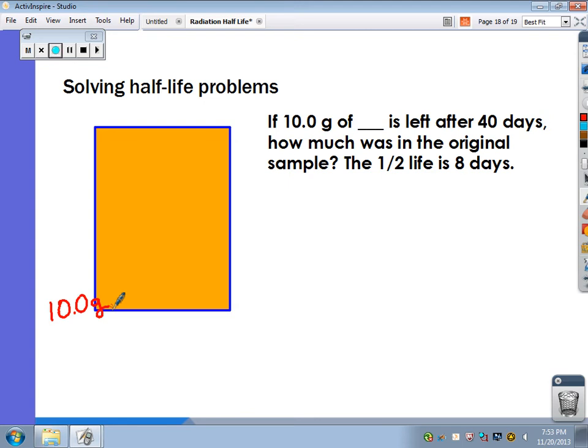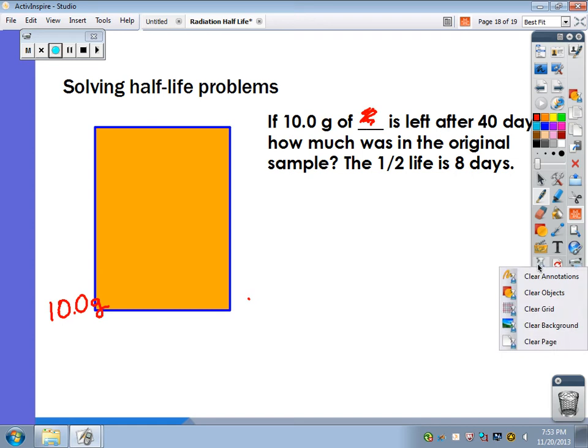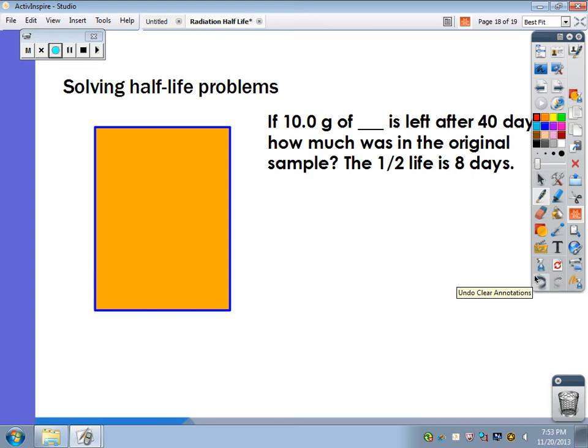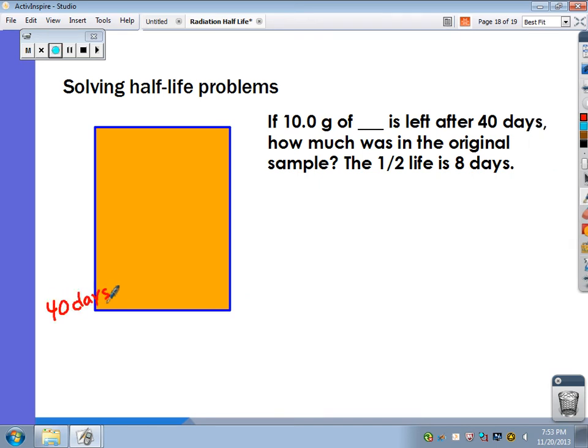After 40 days, so 40 days go by. Oh, I'm sorry. Let me go back. I keep forgetting. It will help you if I keep things on the same side. So I have 40 days right here. It doesn't matter what side you put it on, but for you learning right now, time is over here and mass at time 0 always goes on the other side, right?